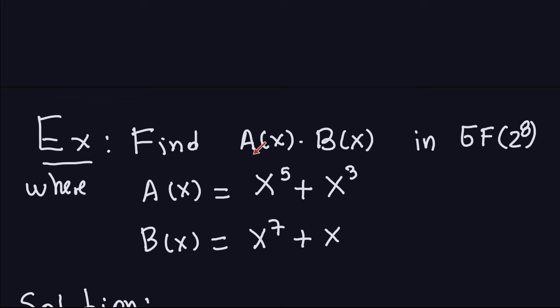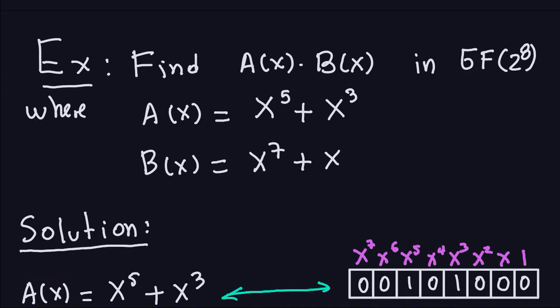So we're going to find the multiplication of a(x) times b(x), where a(x) stands for the polynomial x to the fifth plus x cubed, and b(x) is this other polynomial, x to the 7 plus x. We're going to multiply these two polynomials, and the idea is that this product gives me another element of this Galois field. All right, so let's look at the solution.